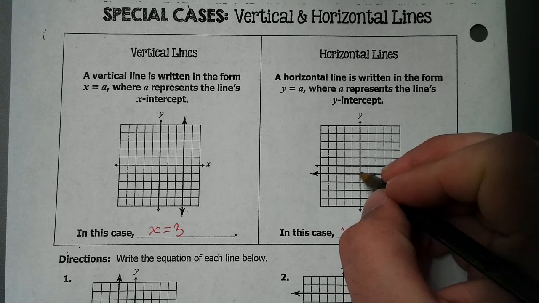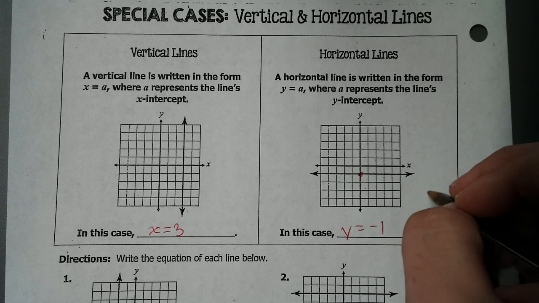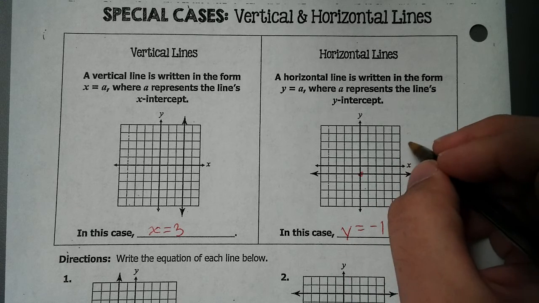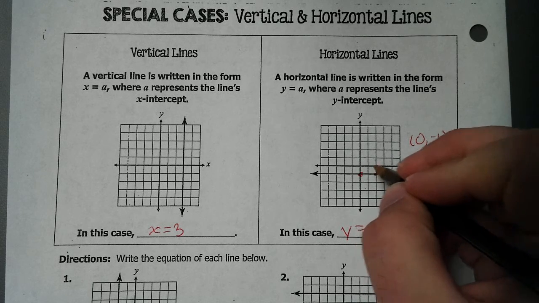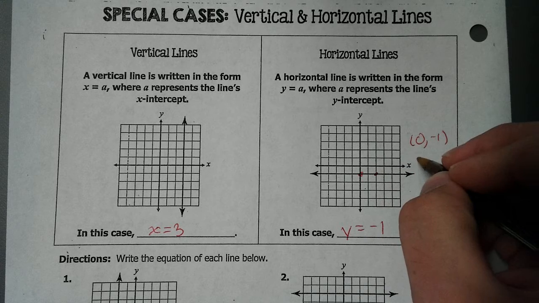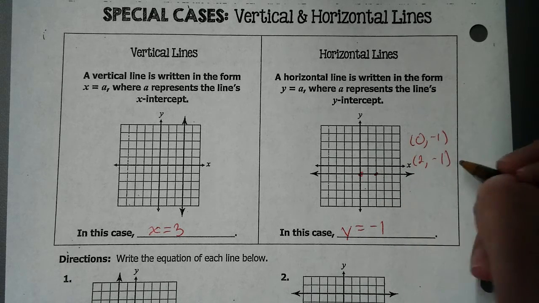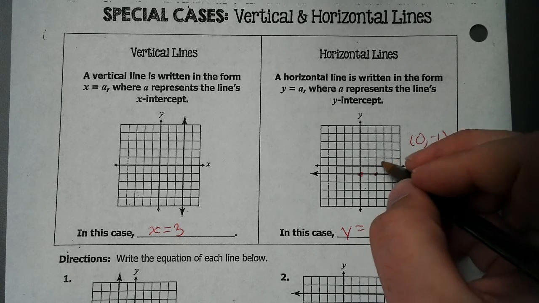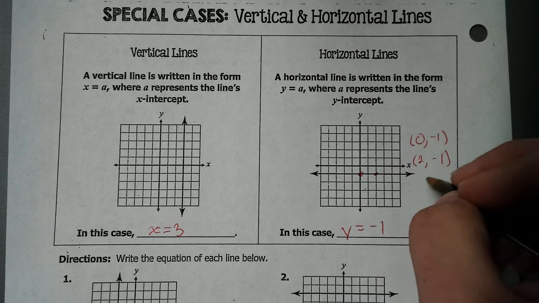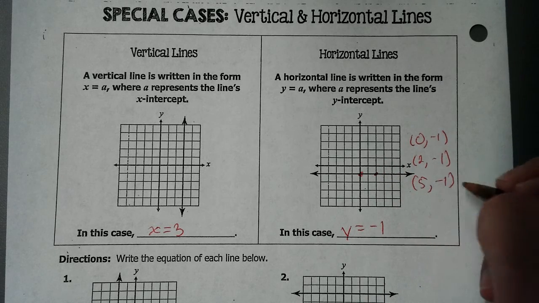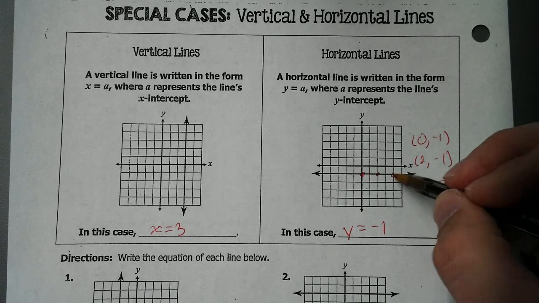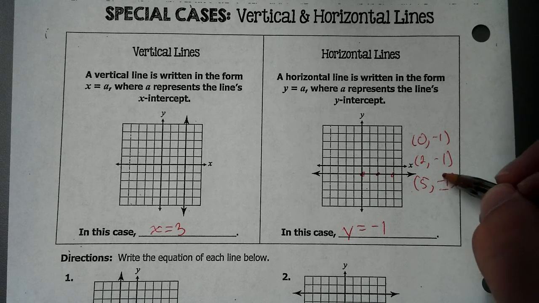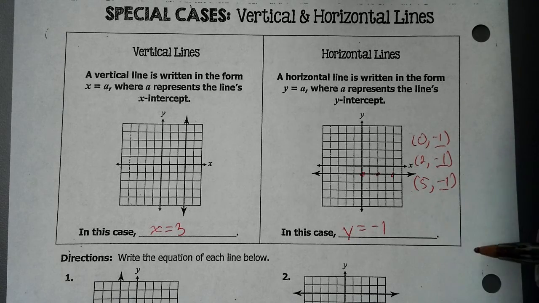Let's even test that. This point went left and right 0, went up and down -1. So that would be (0, -1). Let's get another point. That's positive 1, 2, -1. And let's just do one more point, 5, and it still goes to -1. Every single time we get a point on this line, it always goes to -1. So our y value stays -1. That's how we write the equation.